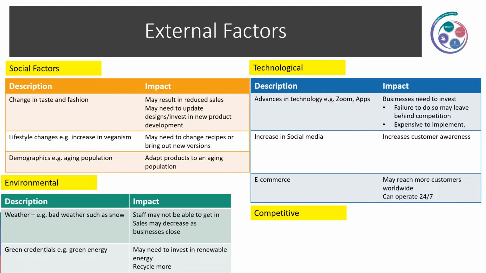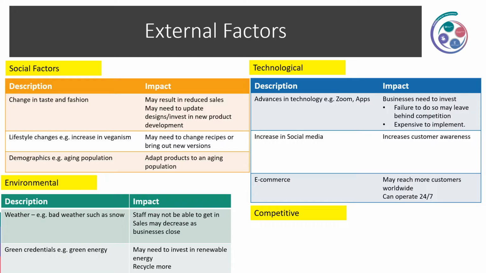The next E stands for environmental. Now you could split that into two things. You could talk about the weather, and if you remember the Beast from the East, that was a really good example of how it impacted on business, because staff were not able to get in and sales decreased as a result, because many of the businesses had to close, so they lost a lot of trading. However, similarly, it did boost internet sales because people couldn't get into the shops. They did a lot of online shopping.